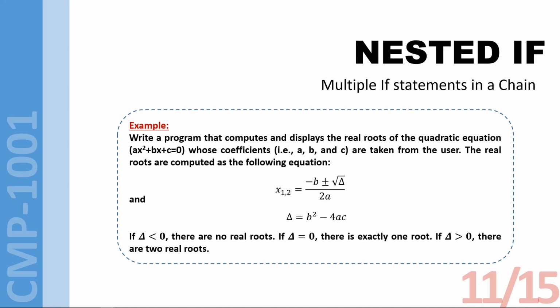On the other hand, if the delta's value is exactly 0, it means there is exactly a single root, because the square root of 0 is 0, so minus b plus 0 and minus 0 will be the same thing. Therefore, in that scenario there's going to be a single root. However, if the delta's value is a positive value, then it means there are 2 real roots.